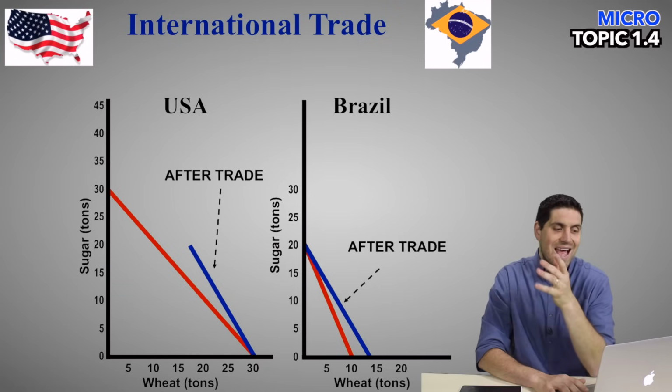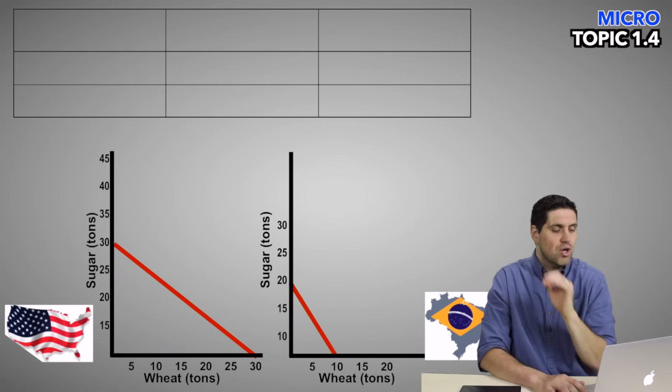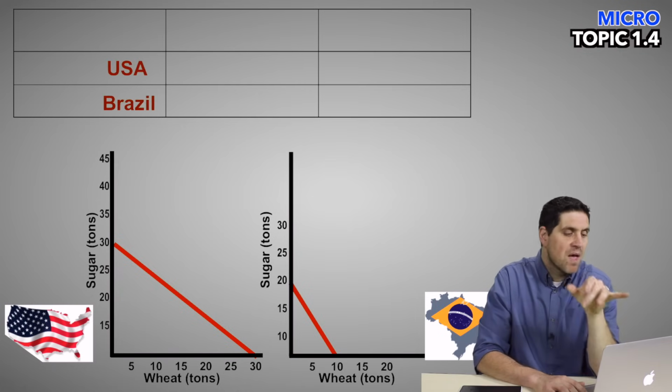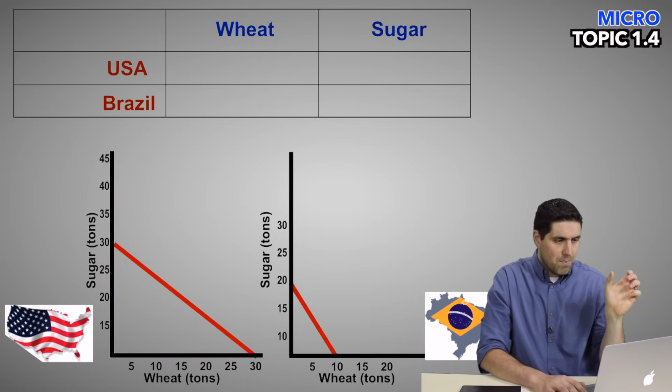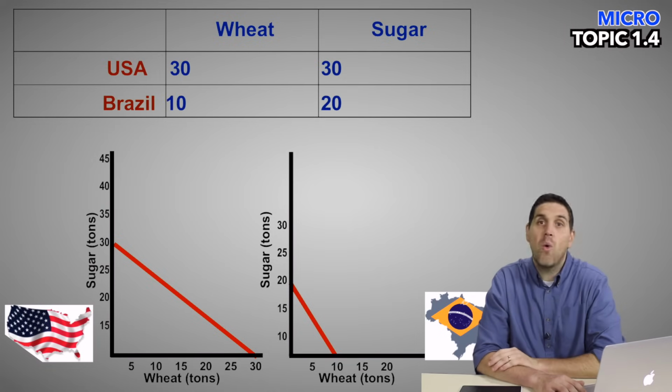Now, the question is, how did I get those numbers? This is the tricky part. What you've got to do when you do these questions, first you've got to convert the graphs into a chart. So I've got the countries, US and Brazil. On the top, I've got wheat, I've got sugar. Now I just plug in the numbers. The United States can produce 30 wheat or 30 sugar. Brazil can produce 10 wheat or 20 sugar.